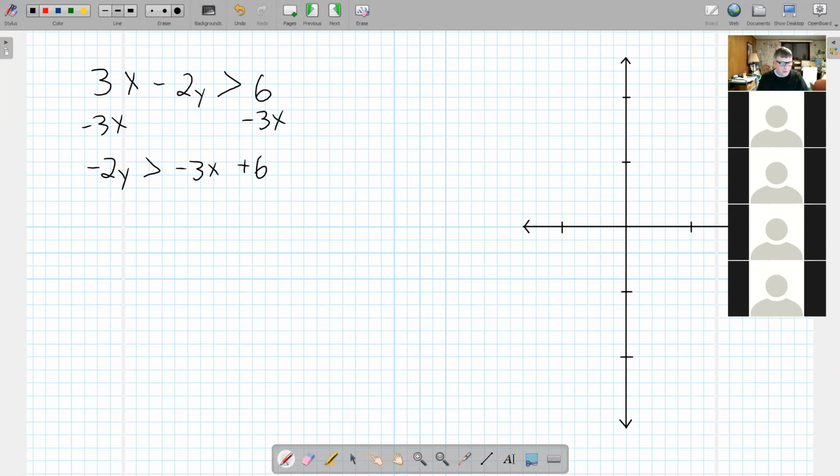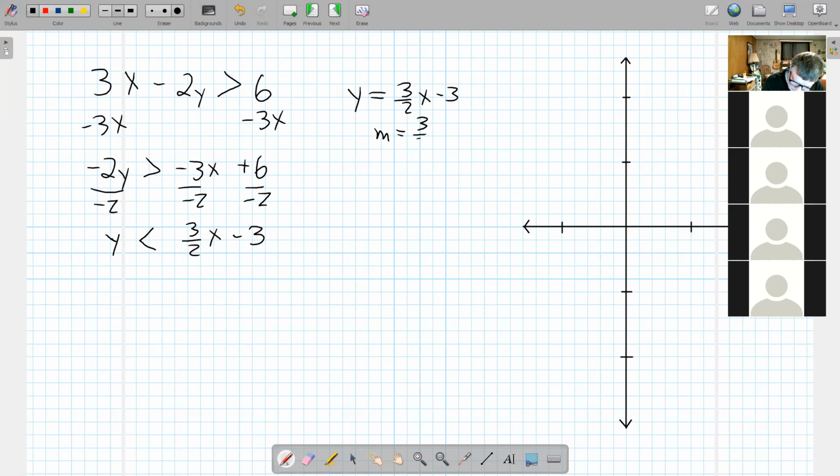Now I deliberately picked this problem because the next step is going to be to divide each piece by negative 2. So on the left I get y. Negative 3x over negative 2 becomes positive 3/2 x. And a positive 6 divided by a negative 2 becomes a minus 3. But because I divided both sides of the inequality by a negative number, we're going to change the direction of the inequality sign. Okay?